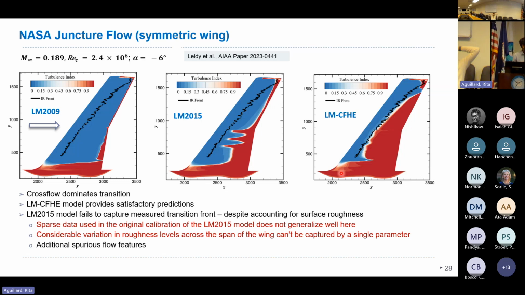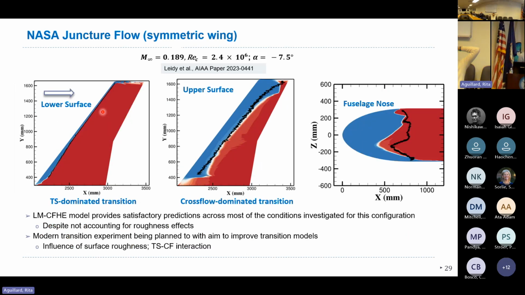As part of the new experiment, we are planning to study the sensitivity to the roughness levels. That way, we would see how this model does that. Also, we can then improve the 2015 model, which was relying on one particular data set, with some additional data sets. And then also use that experiment to identify where TS and crossflow are interacting and adjust accordingly. All those aspects can be addressed through that new experiment. This again shows that across conditions, the DLR's model is actually doing very well.